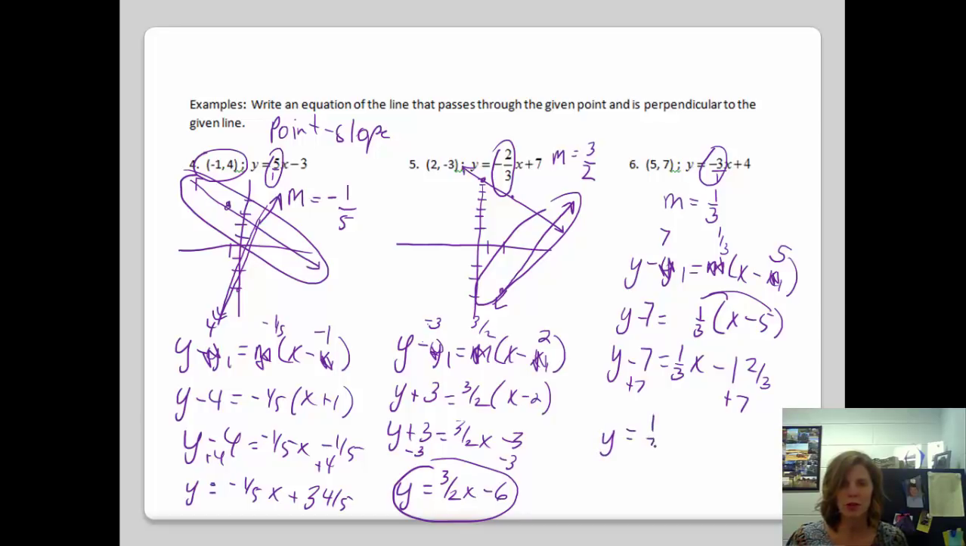So I'm going to get y equals 1/3 x. Negative 1 2/3 plus 7 is going to be plus 5 1/3. So then that is my equation of my line. We got it. So hopefully now you can write an equation of a line that is perpendicular to another line.